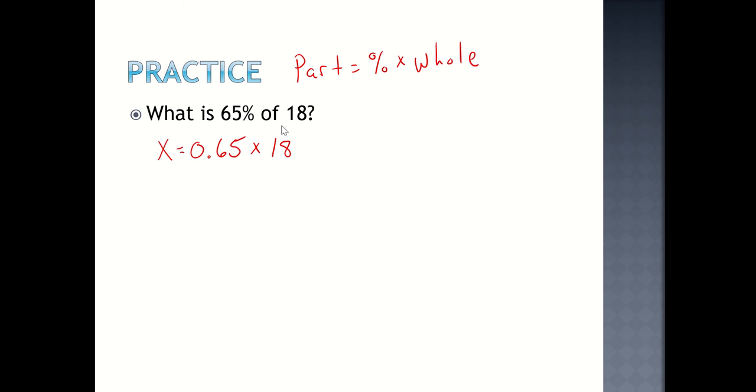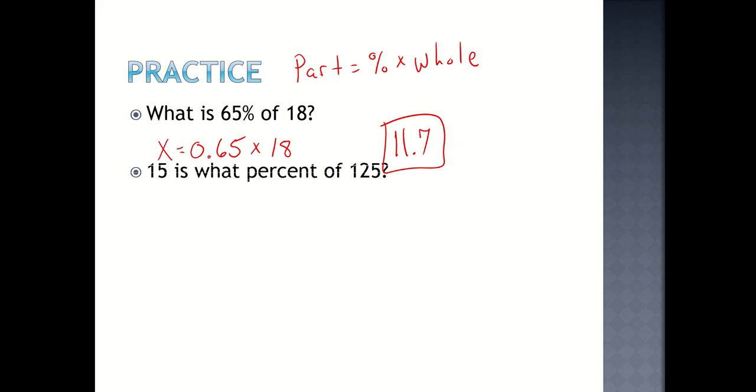Whole 18. How do you know that? The keyword of 18. So 0.65 times 18. We are missing the part. Calculator comes in really handy here. 0.65 times 18, and I get 11.7. So 11.7.